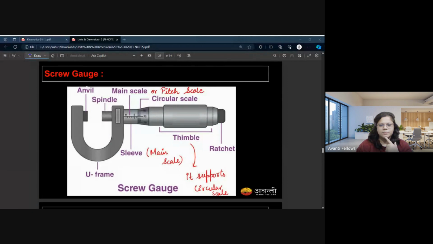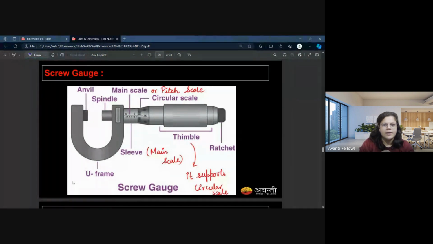That's cool. So this device which you have in front of you on your screen, here we have a U-frame. We hold this device by this U-frame. Whatever object you want to measure, whether it's a ball or something else, you want to measure its diameter. So you just insert that object in between the anvil and the spindle. Anvil over here, spindle over here, which means you will insert the ball in this place, within these two things. The U-frame is where you hold this device.